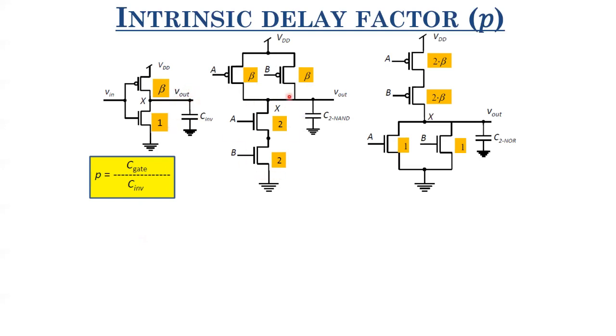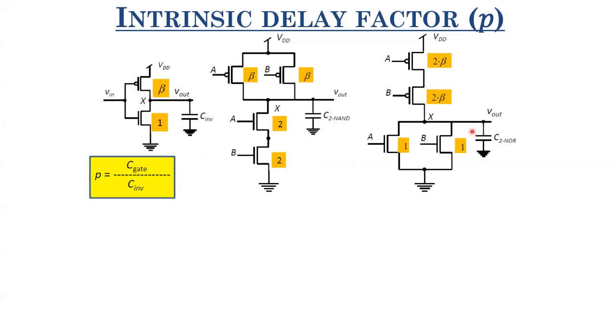Let us look at a NAND gate. So what is the C int of NAND? It's beta plus beta, that is 2 beta plus 2 gamma CG0. So what exactly is your C gate by C inverter here? It's 2 plus 2 beta by 1 plus beta, that is 2, right? So the P factor for a NAND gate is 2. So the intrinsic delay for a NAND gate is twice as compared to a minimum sized inverter.